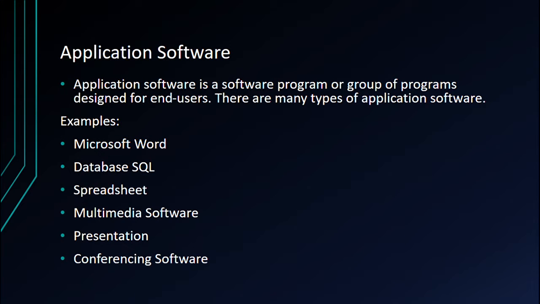So first is application software. Application software is a software program or a group of programs designed for end users. There are many types of application software. Examples are Microsoft Word, database, spreadsheet, multimedia software like VLC and Windows Media Player, and many more. Presentation and conferencing software like Zoom and Google Meet.